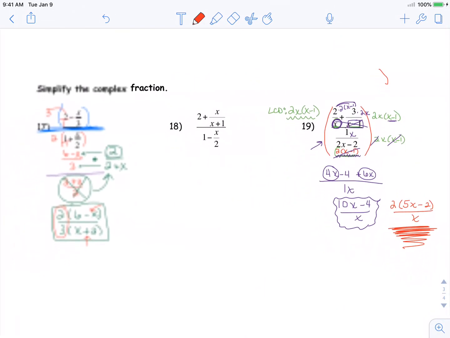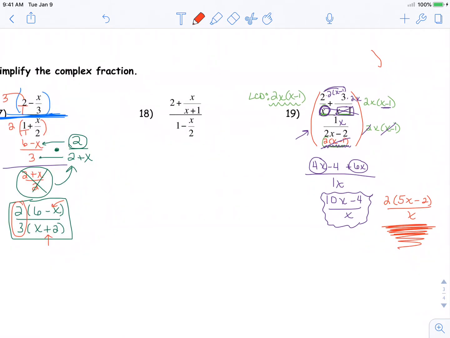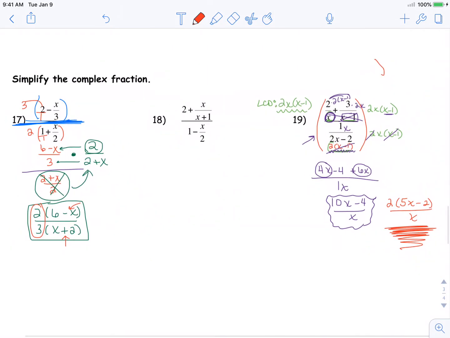So those are the two different ways that you can do a complex fraction. It's kind of like whichever method you feel more comfortable with using. And sometimes I like using one versus the other, just depending on the type of fraction that you're given.